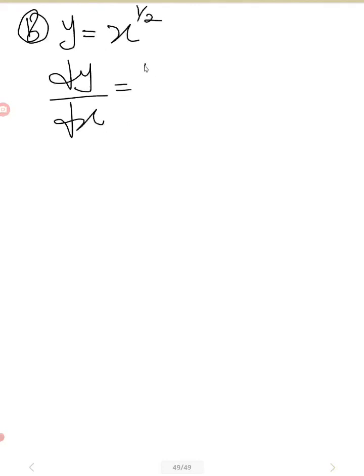Let's go and solve the value for B. He said y is equal to x raised to power half. Then dy over dx will be, that half will multiply the base, that is the x. You will subtract 1 from the index, which is half. So by the time we subtract half minus 1, it will give you minus half.